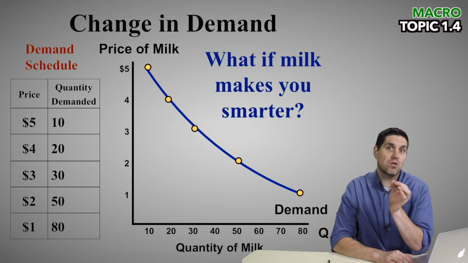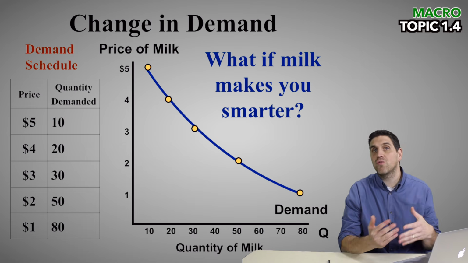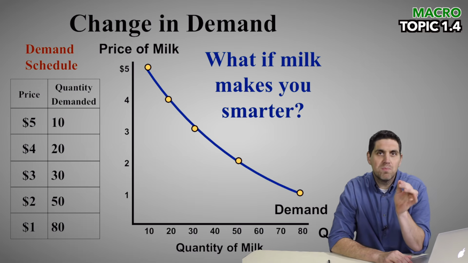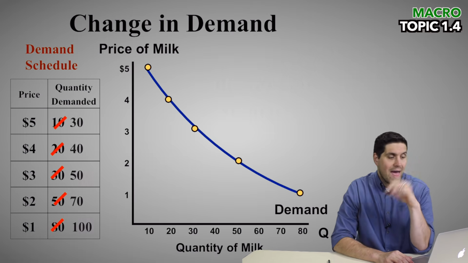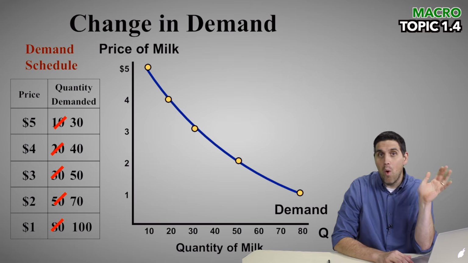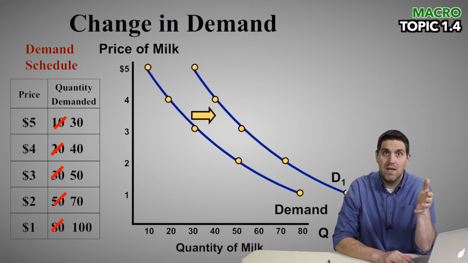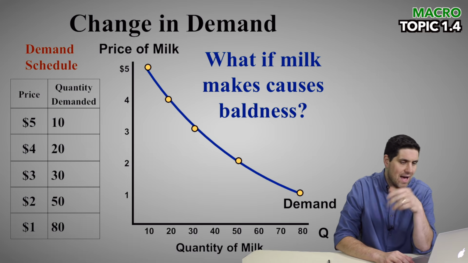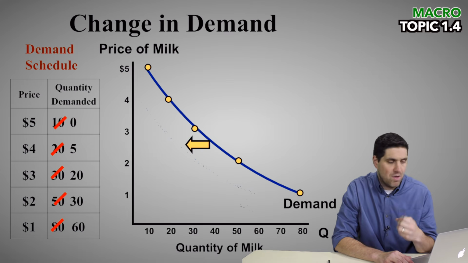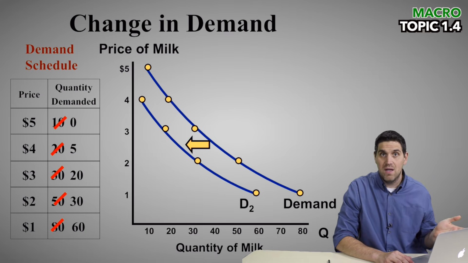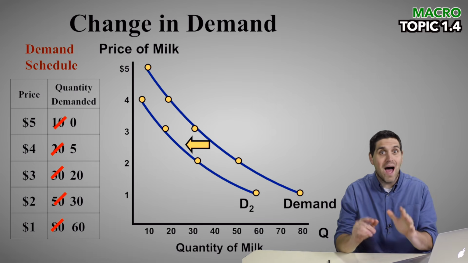But a demand curve can also shift. So if there's some other change other than price, the demand curve can shift right or left. So if milk makes you smarter, there's some study that comes out that says milk makes you smarter, people will want more milk, right? And so at every single price, people are going to want more milk. The entire curve will shift to the right. That's called an increase in demand. Now, if something else happens, let's say milk causes baldness, then that means less people want to buy milk. The entire curve would shift to the left. Now, it's important to understand this idea of curves shifting right and shifting left. You're going to do it a whole lot in this class.